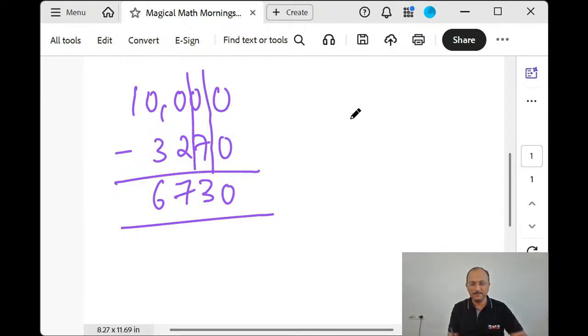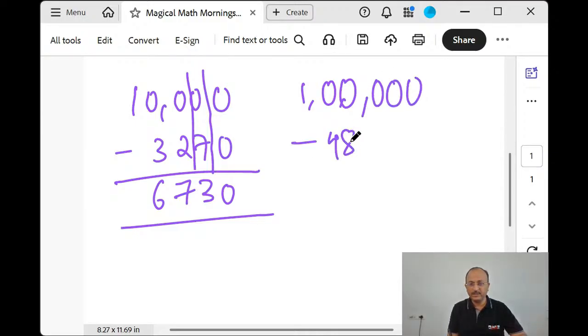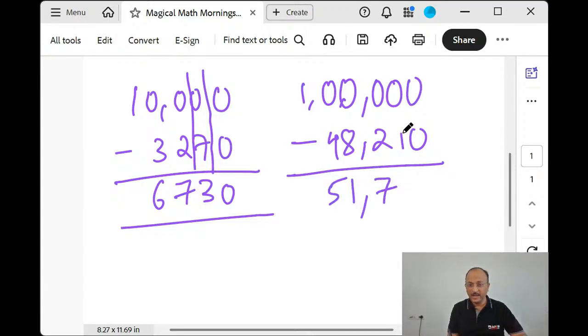I'll give you 1 or 2 more examples. Suppose you have 1 lakh minus 48,210. So what we'll do, all from 9. 9 minus 4, that is 5. 9 minus 8 is 1, here is 7. And the last non-zero digit is 1. Therefore, we'll write the 10's complement of this. This is 10 minus 1, we'll write 9. But all the other zeros, we are going to write 0. 51790. You got the catch?